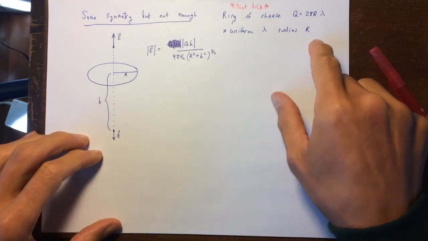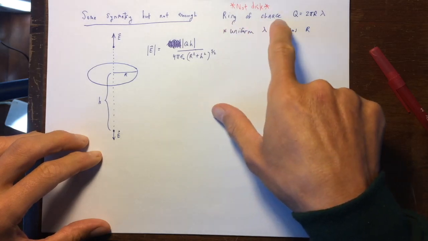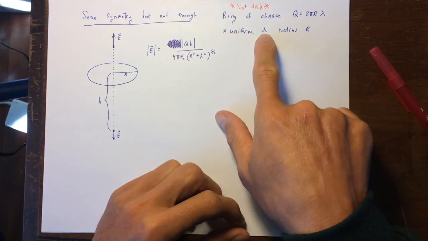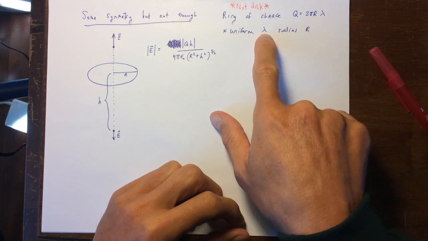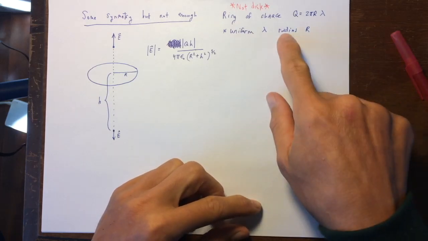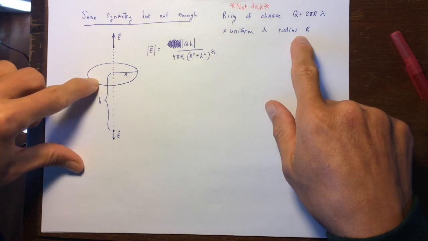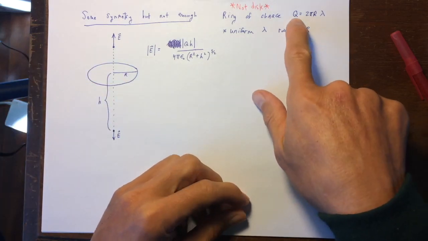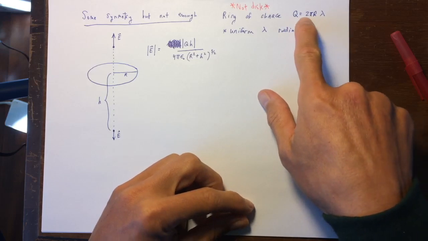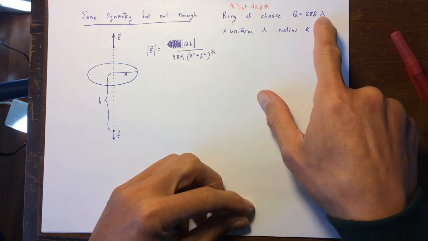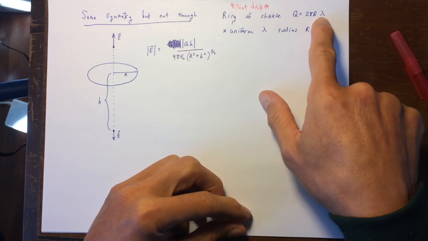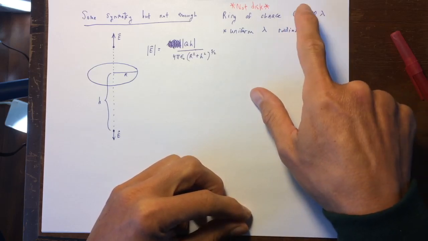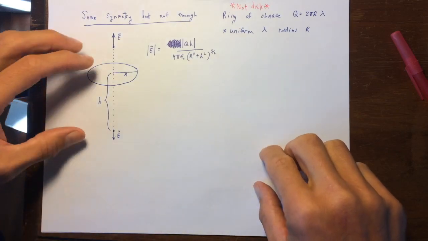So I have a uniformly charged ring, and the charge density is this linear charge density lambda, and the radius of this ring is capital R, and so the charge of the ring is the circumference, 2 pi R, times the charge per unit length, lambda. So 2 pi R lambda is the charge of the ring.